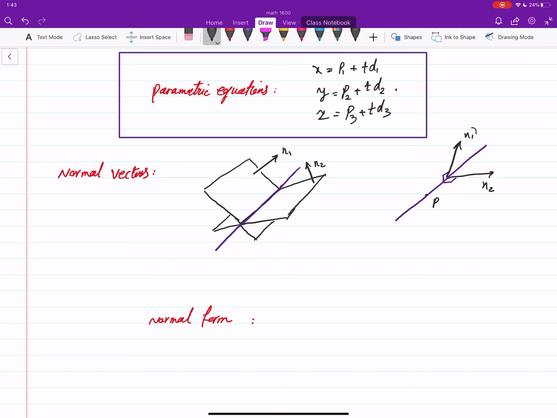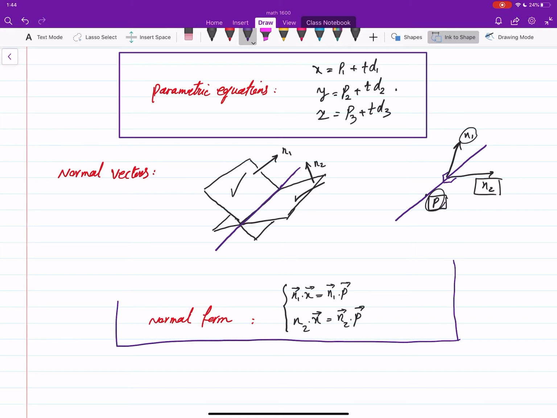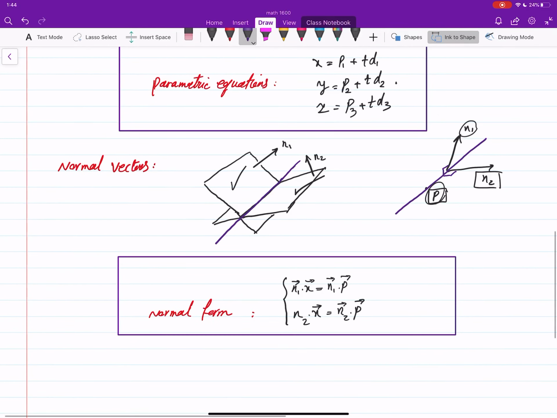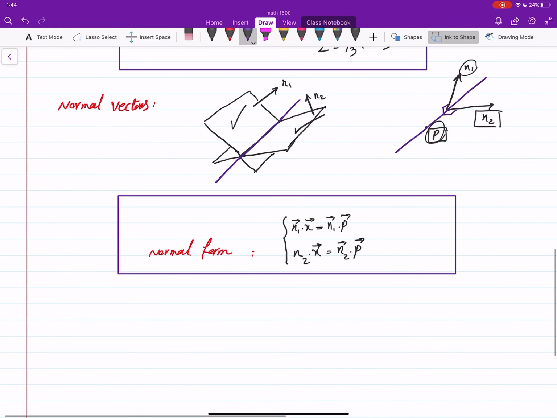I pick n1 and p and generate the normal equation for that plane. So n1 dot x equals n1 dot p. I also take n2 and p and use them to generate the second plane. So n2 dot x equals n2 dot p. Now we consider these two equations together, and that gives us the normal form of this line. So two normals, and that's how we have it. Okay, so that is that one.